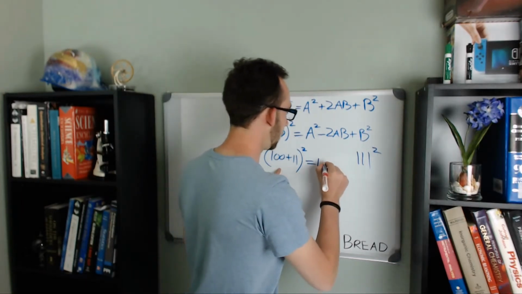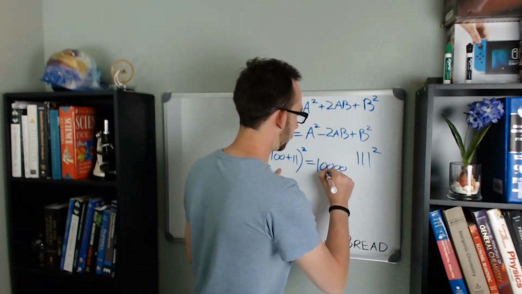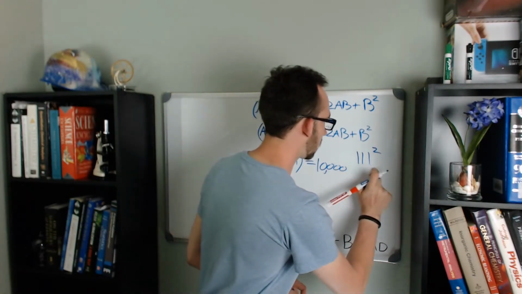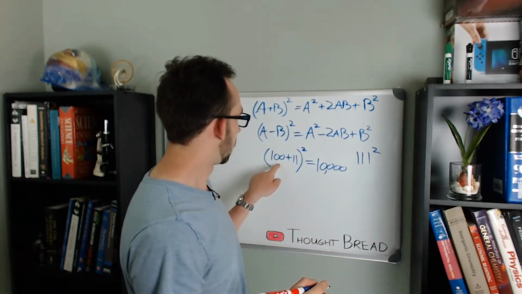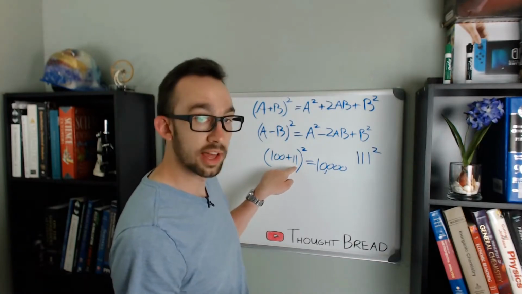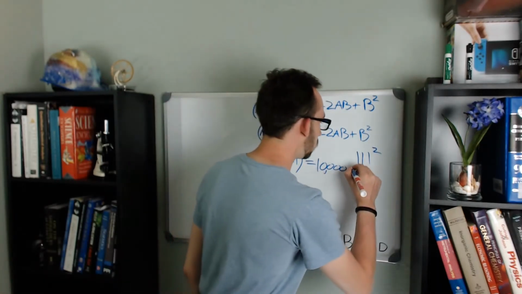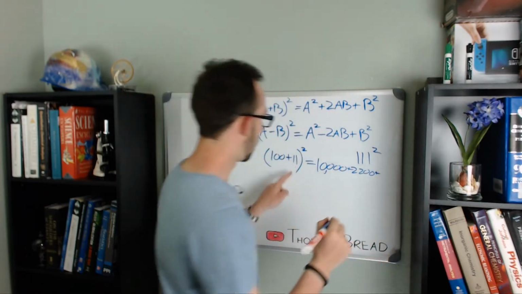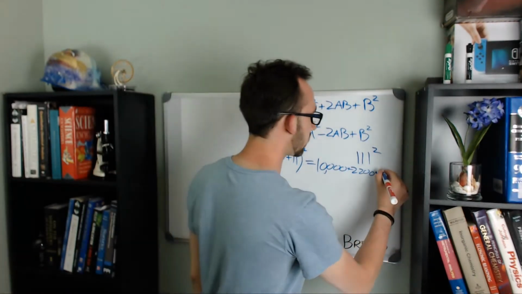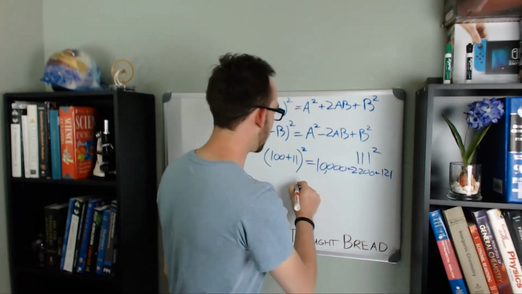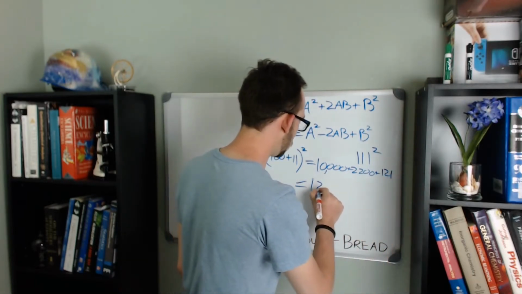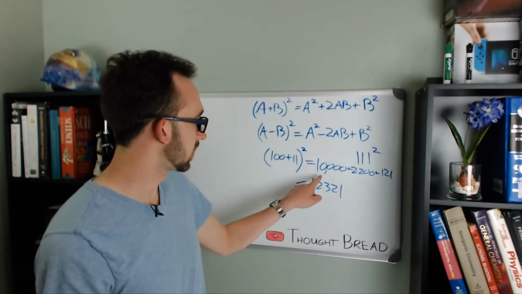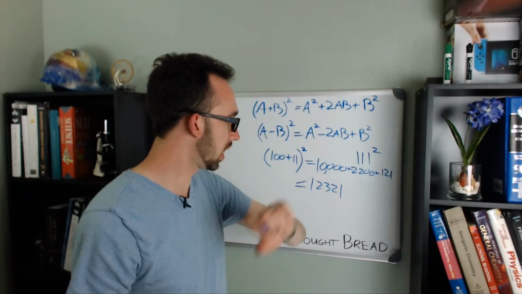100 squared is, again, 10,000. I'm gonna just designate it there, a little bit easier, all right? 100 times 11 is 1,100, times 2 is 2,200. 11 squared is 121. Add them all up, you should get 1, 2, 3, 2, 1. Yes.